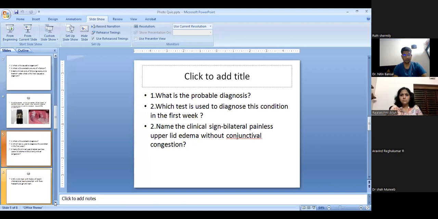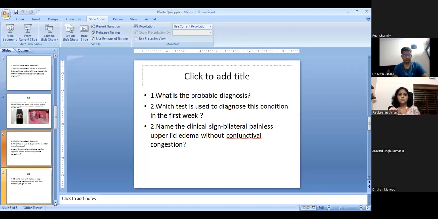The importance of this sign is that in 10% of cases of IMN, you can see this sign if you look very carefully. It is very transient. It usually occurs prior to the onset of membranous tonsillitis. In this case, you can see the membranous tonsillitis, which is described in IMN as well.